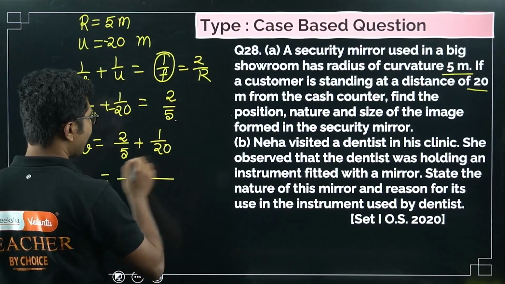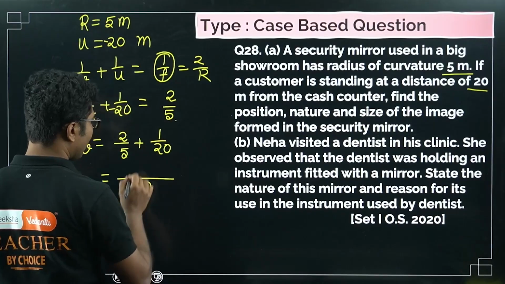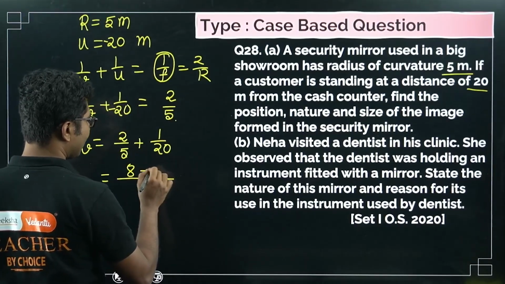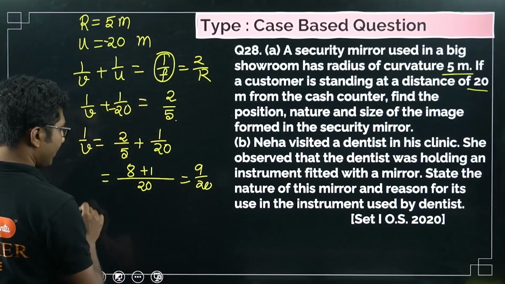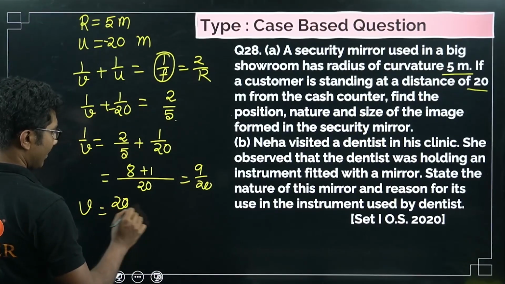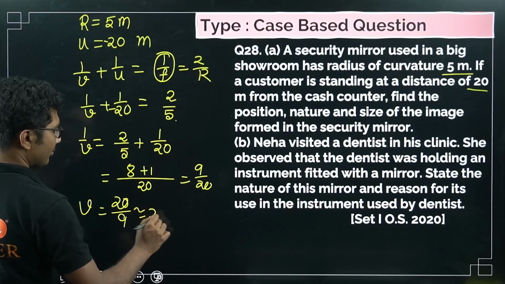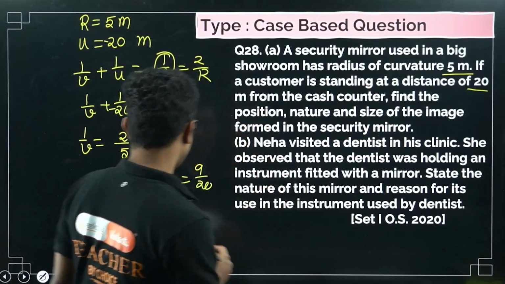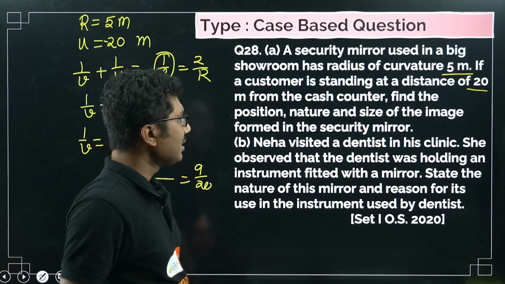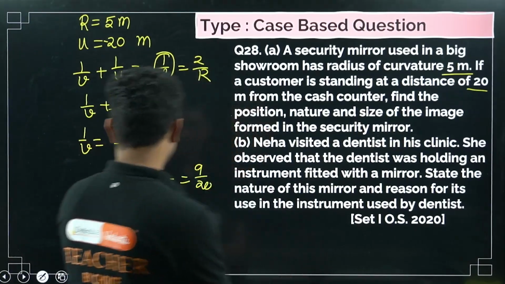Now what is the LCM? 4 5s are 20, so it will be 8 plus 1, so 9 by 20. So v is equal to 20 by 9, almost 2 point something, in fact 2.2. So 2.2 meter.